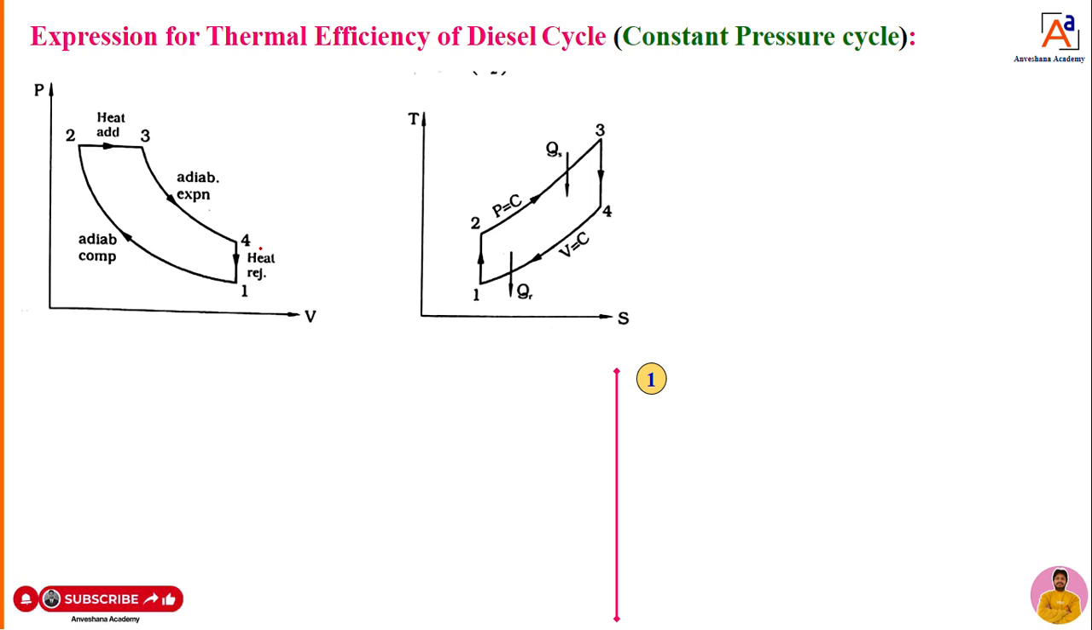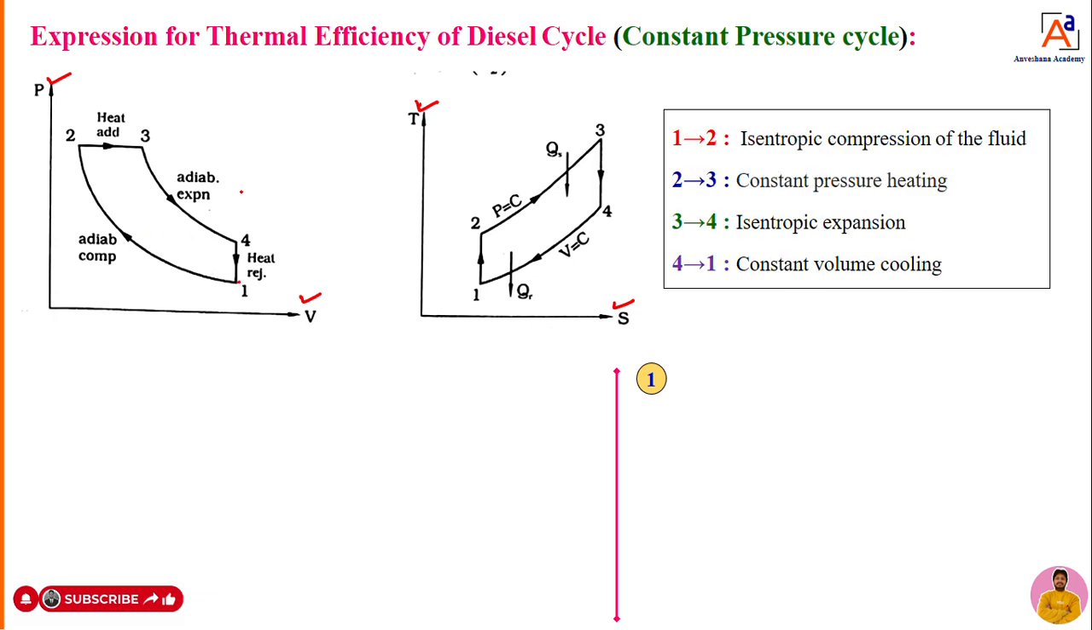Now I can mark those four processes on the PV diagram as well as the TS diagram. Quick recall, dear students: 1 to 2 is isentropic compression of the fluid, which is air here. Next, 2 to 3 is constant pressure heat addition. You are adding heat at constant pressure, that means P2 is equal to P3.